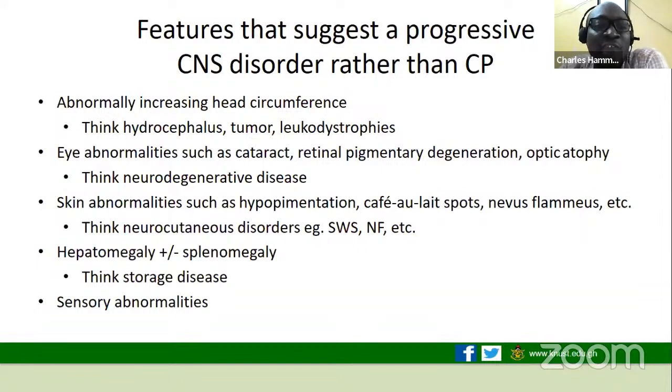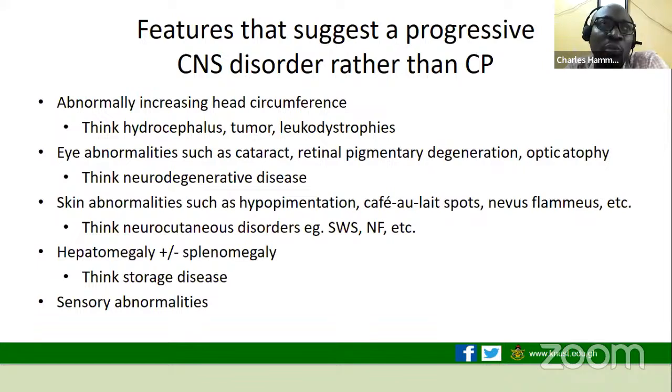If you have a patient whose head circumference keeps increasing, it may not be cerebral palsy, or it's most likely not cerebral palsy. Think of a tumor, think of hydrocephalus, think of white matter disease like the leukodystrophies. Eye abnormalities such as squints are fine because we tend to see them a lot in cerebral palsy. But if you have a patient with cataract, think of a metabolic disorder, think of a neurodegenerative disorder.